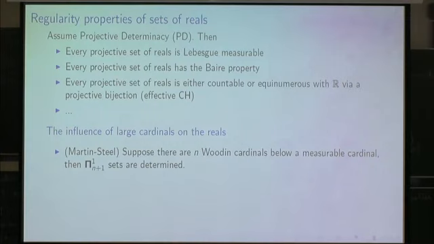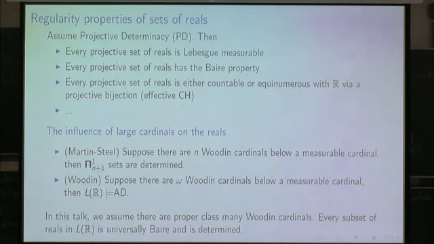It says, assuming large cardinals, we will get certain levels of projective sets are determined. Assuming there are infinitely many Woodin cardinals below a measurable, then all sets of reals in L(R) are determined. In this talk, it does no harm to assume proper class many Woodin cardinals, so that every subset of reals in L(R) is universally Baire and is determined.